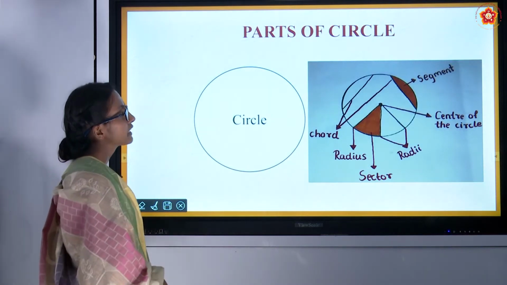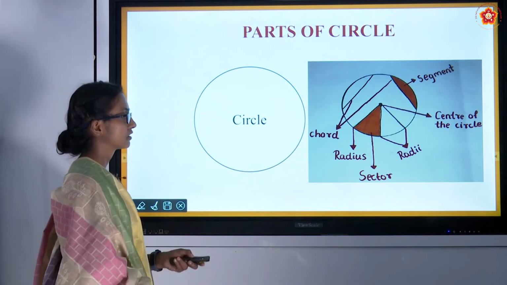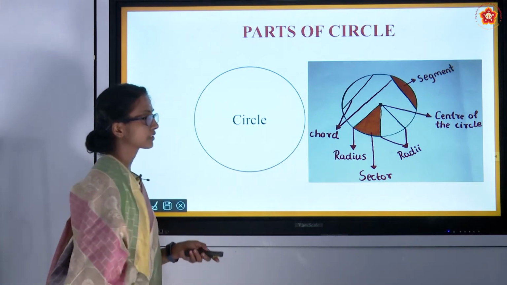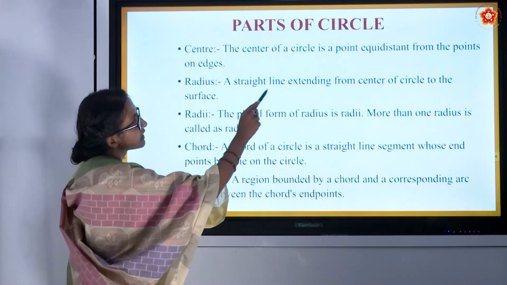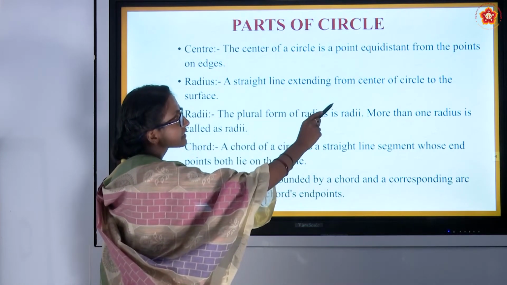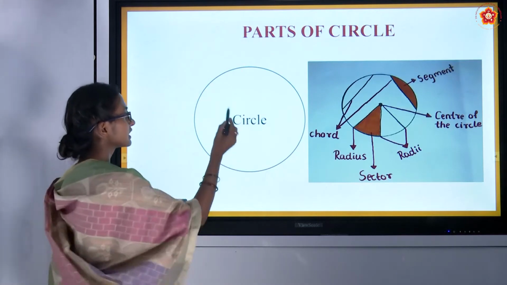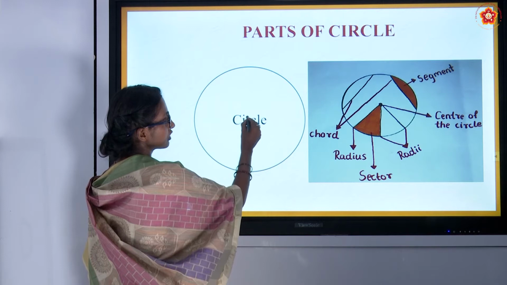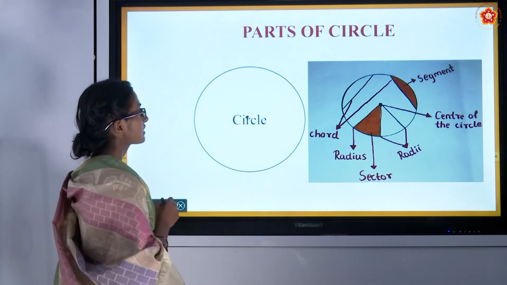So now let's study the parts of a circle. This is a circle and we have marked some points. The center of a circle is a point equidistant from the points on the edge. See, if this is a circle, then this will be the center.